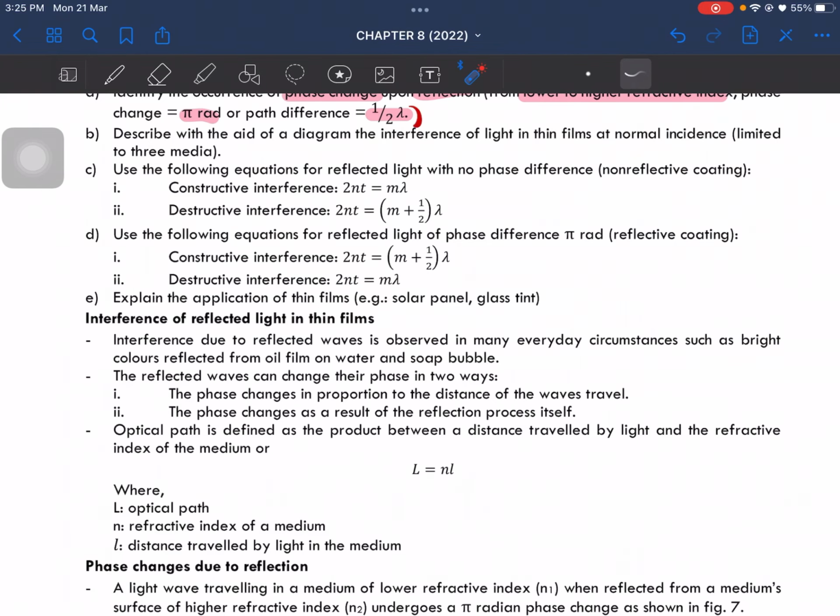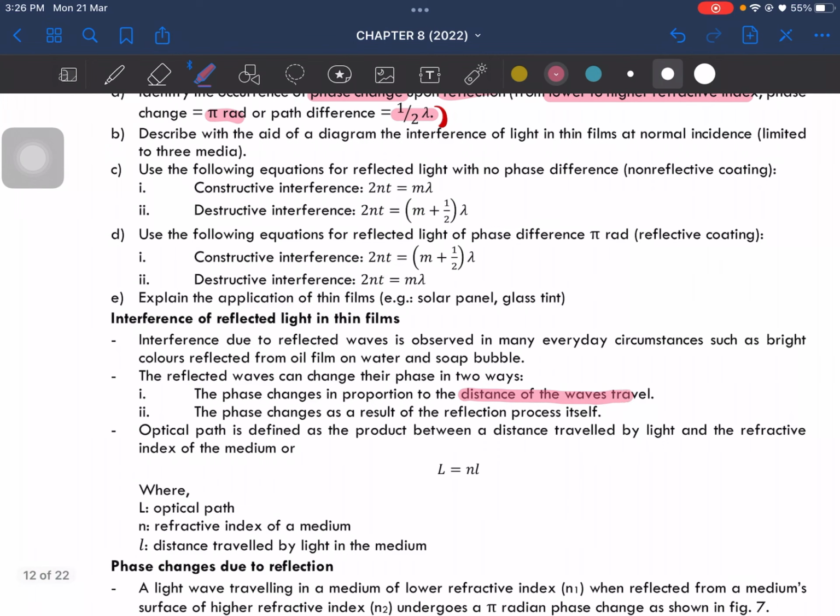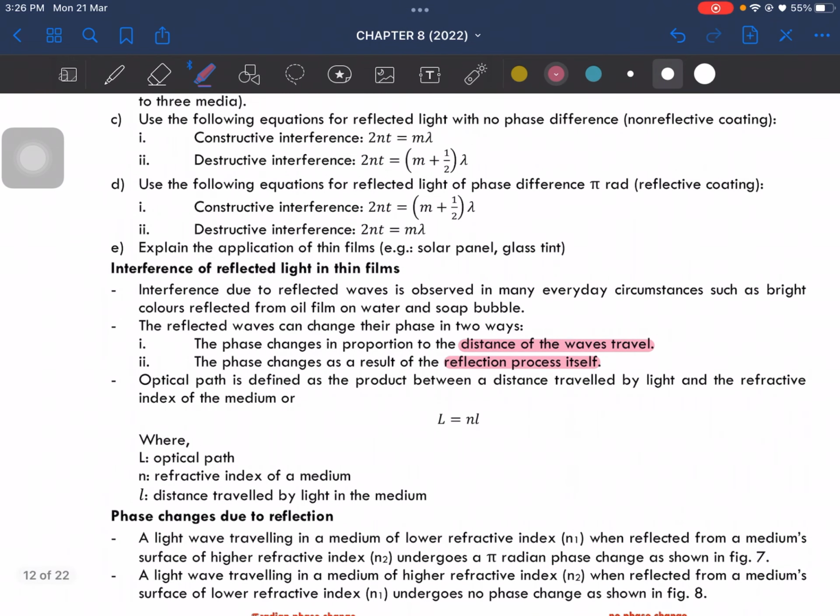Now the reflected waves can change their phase in two ways. The phase change is in proportion to the distance the waves travel. So the distance would affect the phase change, and the phase would also change due to the reflection process itself. Optical path is defined as the product between the distance traveled by light and the refractive index. If anyone asks about optical path, that is the equation.